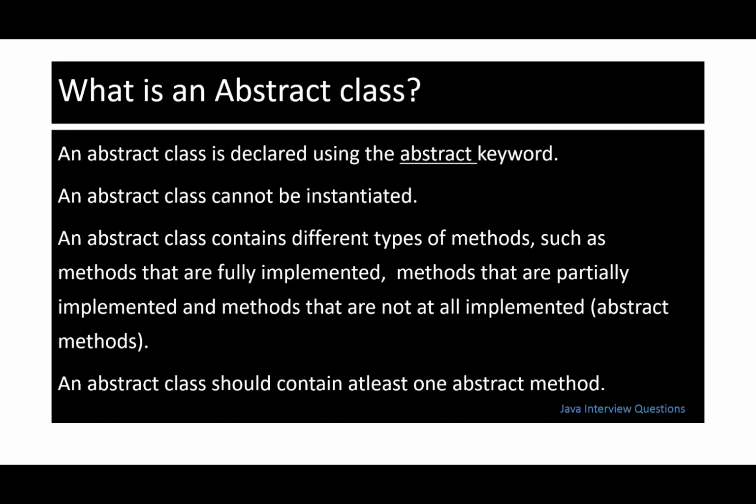What is an abstract class? An abstract class is declared using the abstract keyword. An abstract class cannot be instantiated. An abstract class contains different types of methods such as methods that are fully implemented, methods that are partially implemented, and methods that are not at all implemented. The methods that are not at all implemented are called abstract methods. An abstract class should contain at least one abstract method.